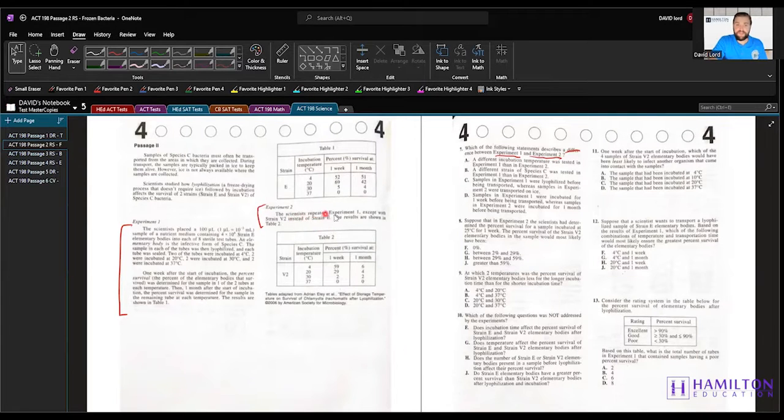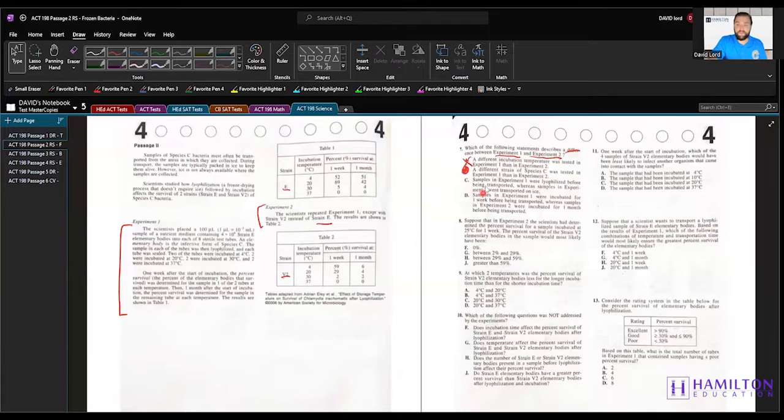The scientists repeated experiment 1 except with strain V2 instead of strain E. The results are shown in table 2, and I can see that right here. Looking above, the temperatures are the same, the weeks are the same, the months are the same. Answer choice A. A different incubation temperature was tested in experiment 1 than experiment 2. Well, we see they have the same temperatures, so it's not A. B, a different strain of species C was tested. Well, that says strain, and those were changed, so that is the answer.